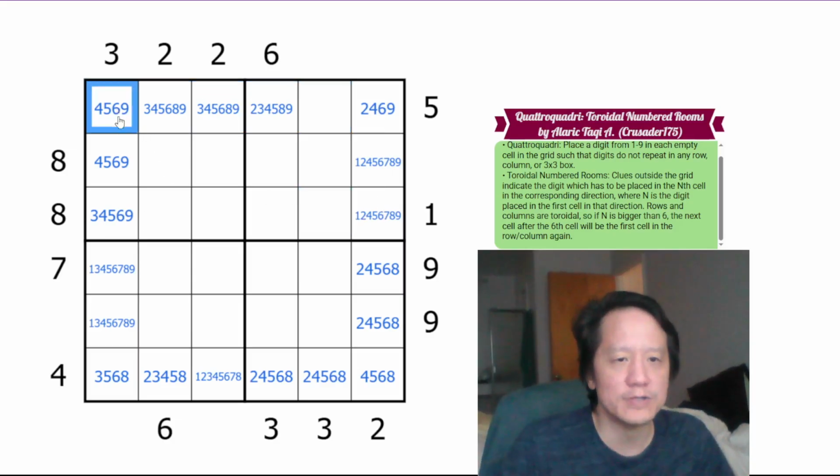What can these be? 3 can be, again, 4, 5, 6, or 9. 8 could be 4, 5, 6, or 9. So 8 has to be one of these 4.